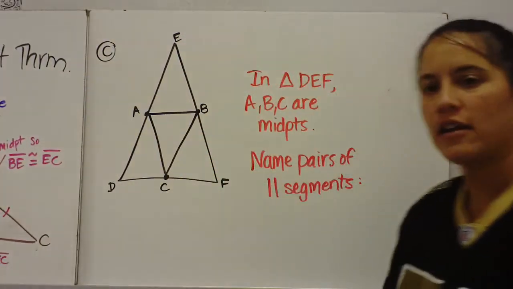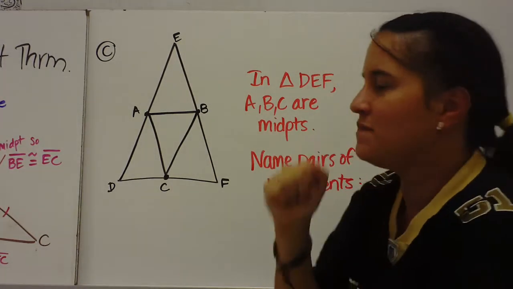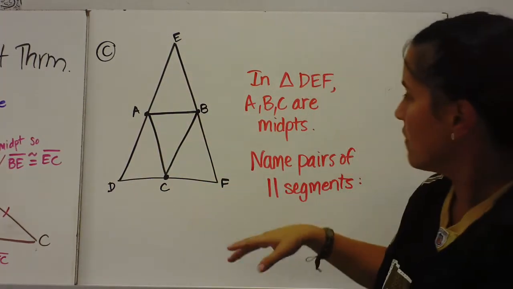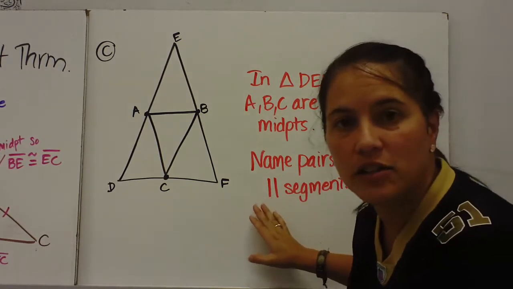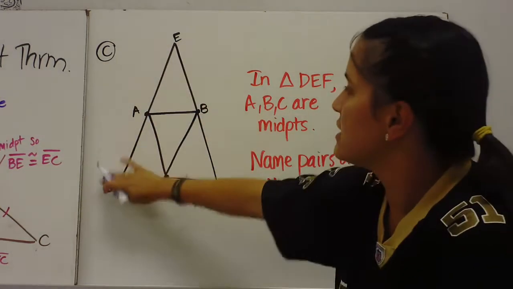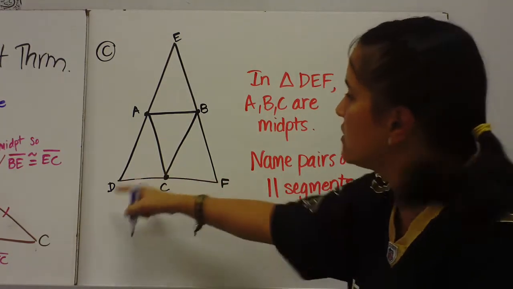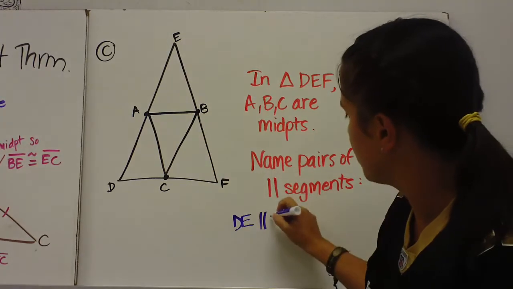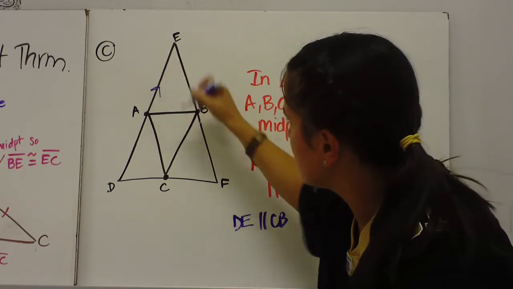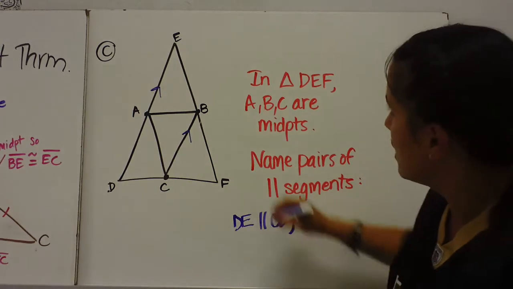All right, example C, copy it down. In triangle DEF, A, B, C are midpoints. This says name pairs of parallel segments. Let's start with DE. DE is parallel to BC, or CB. That's how you make the parallel symbol. Let's see what else is parallel.